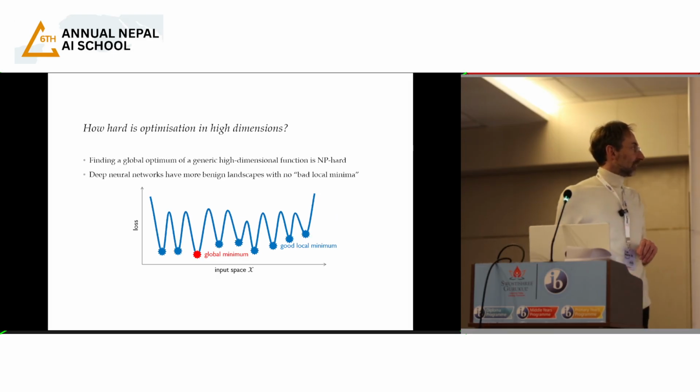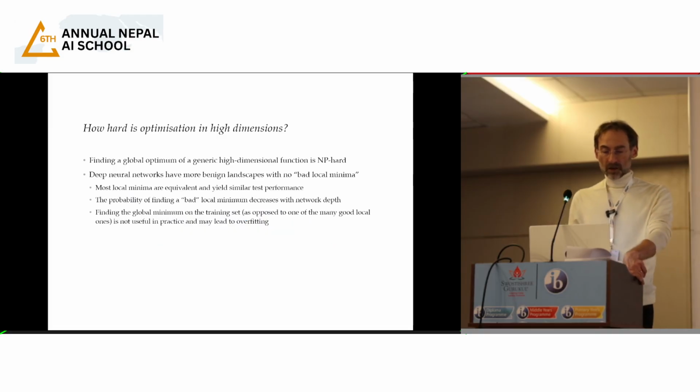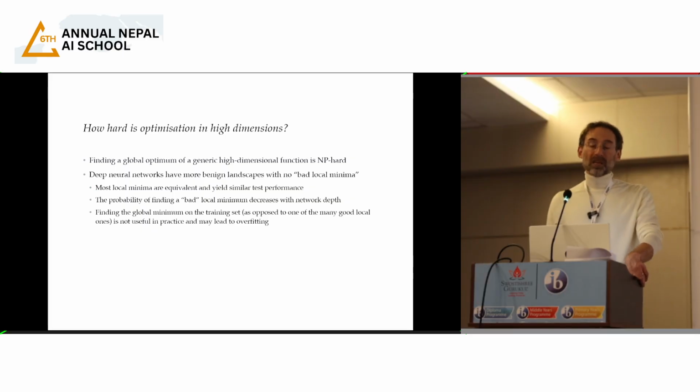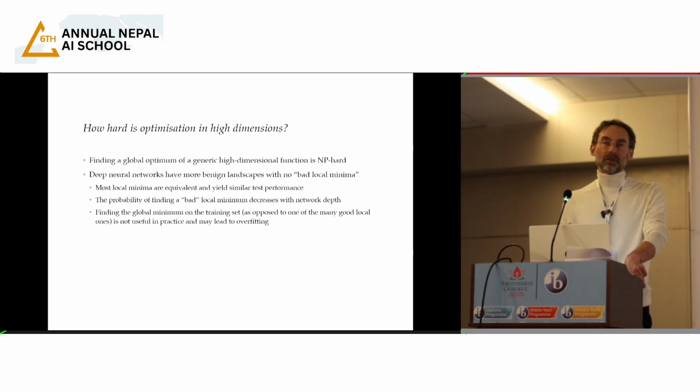So the reality looks more like this. There are many local minima, but most of them are good minima. So it doesn't matter if I find this one or this one. They are roughly all the same. Basically, most local minima will yield similar performance, and therefore you don't even need to optimize to find exactly the minimizer of your loss function, because they're after all the same.